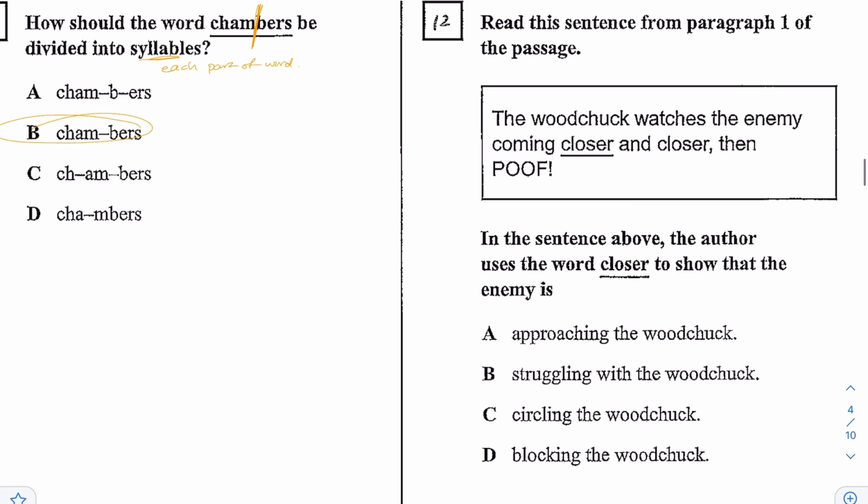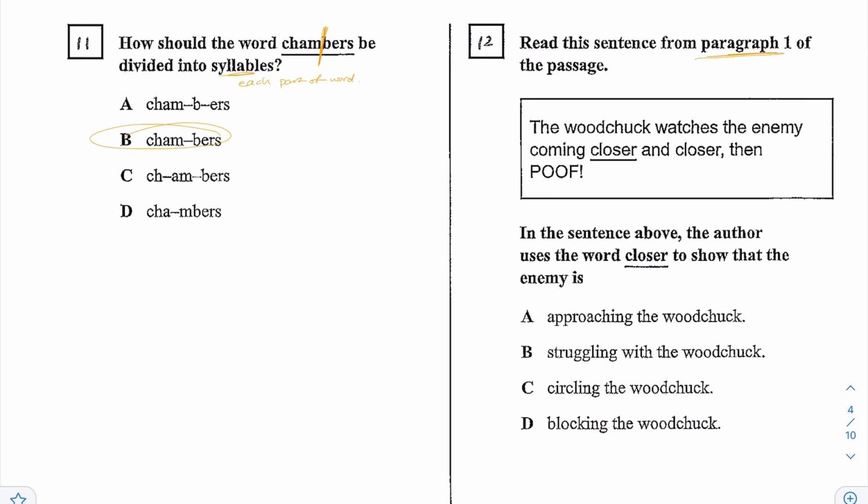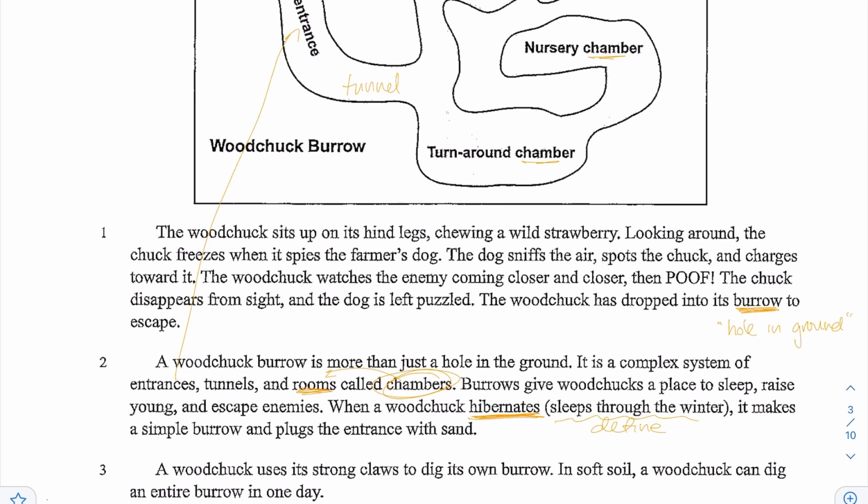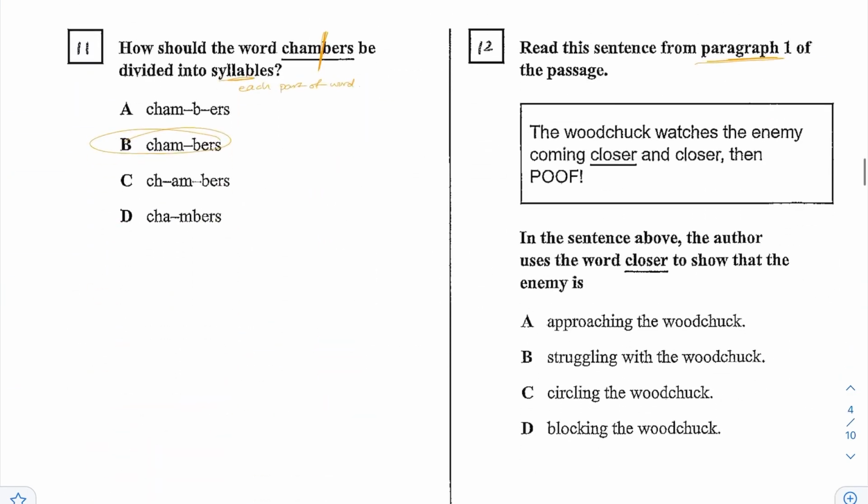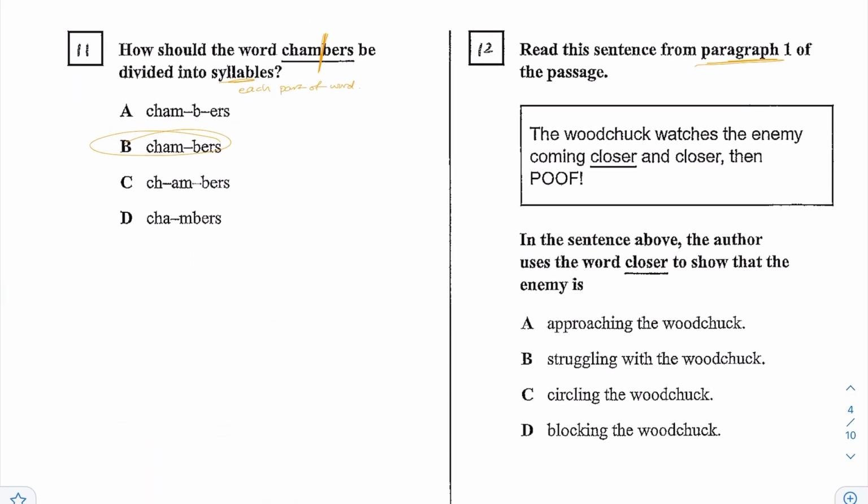Next for number 12, read the sentence from paragraph 1 of this passage. The woodchuck watches the enemy coming closer and closer, and then poof. In the sentence above, the author uses the word closer to show that the enemy is. So here, since it refers back to paragraph 1, let's go back to the text. And that part is over here. So what this is doing is this dog is coming closer and closer. So this woodchuck was seeing this dog, which is this enemy, approaching the woodchuck. Choice A. Approaching means to come closer. So this dog's coming too close, and the woodchuck is going to try to hide away because it's a threat. So that's what this means.